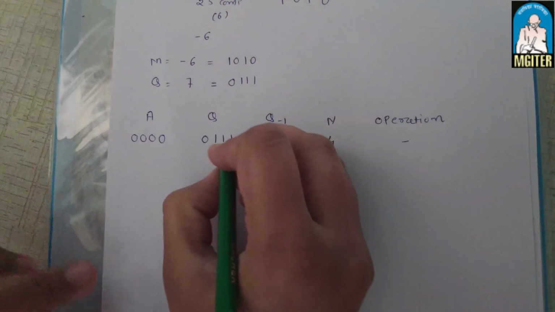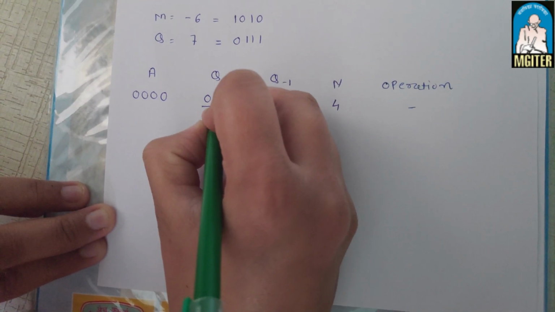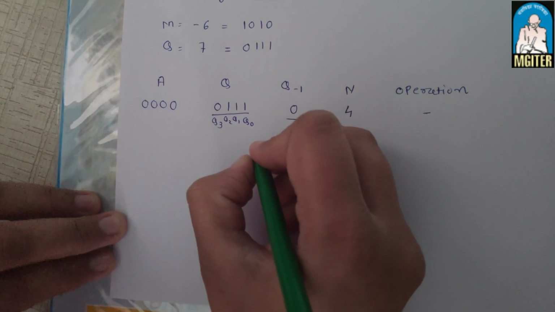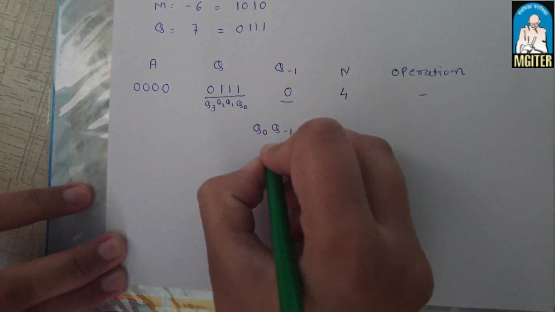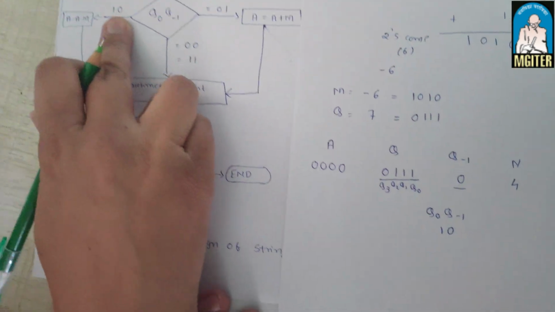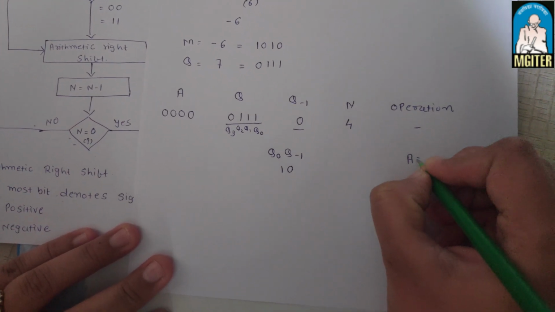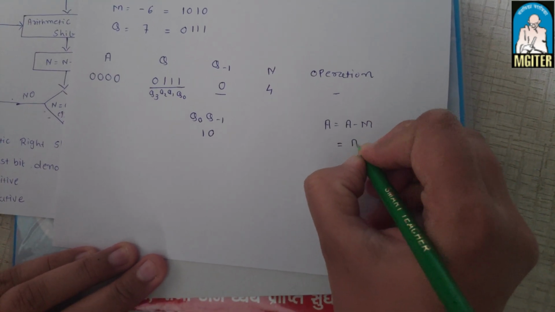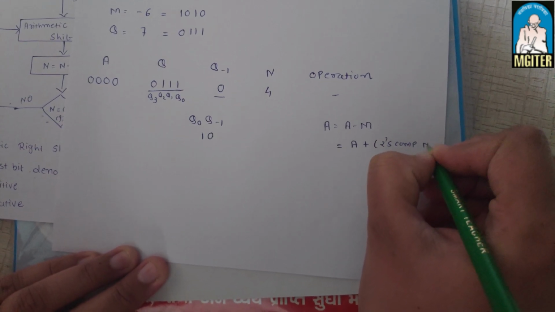Now first we have to check in these 4 bits. This is Q0, this is Q1, this is Q2 and this is Q3, and this is our Q minus 1. According to our algorithm we have to check Q0 and Q minus 1, which is 1 and 0. So we got 1, 0, and we have to perform the operation A is equal to A minus M. We can also write A is equal to A plus 2's complement of M.